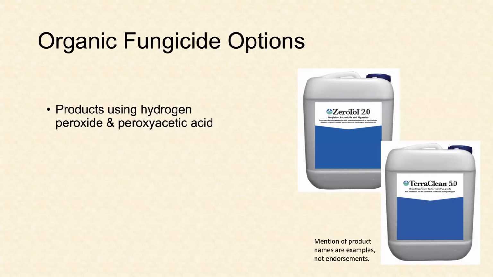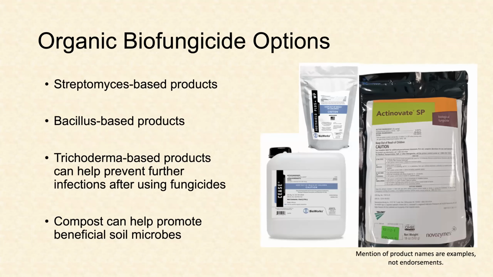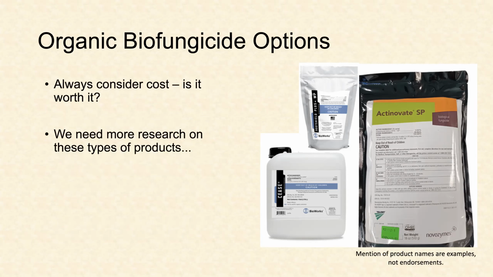So we do have some organic fungicide options, some products are based on hydrogen peroxide. We have some organic biofungicide options, using different microbes here like Streptomyces, Bacillus, Trichoderma. So these are all products that use microbes to help fight these soil-borne pathogens. And of course, adding compost can always help promote beneficial soil microbes, like after you use something like this too. But again, always consider cost, is it really worth it? Some of these products I think are pretty expensive. So that's just something to pencil out for yourself, for your farm. And once again, we need more research on these types of products and their efficacy and how to use them most effectively.